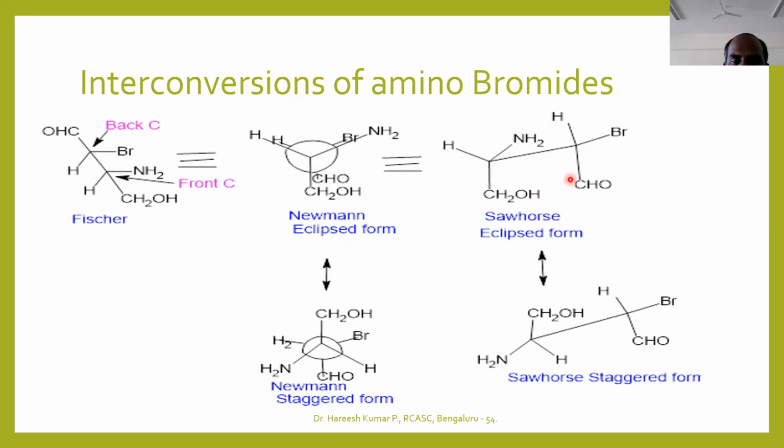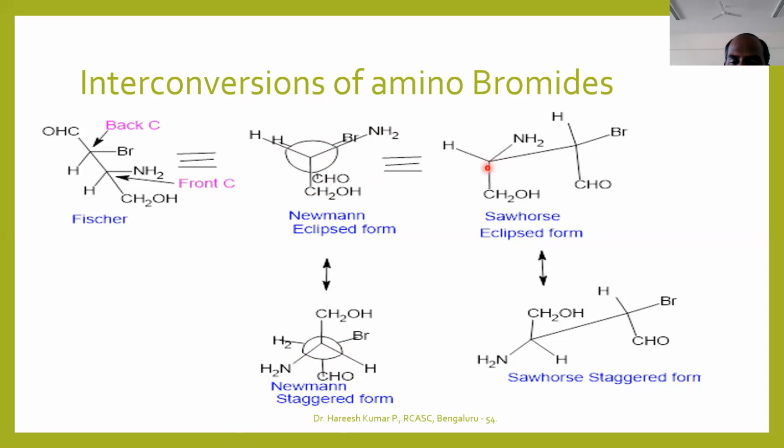Once you have the eclipsed form, you need to rotate the front carbon atom by 180 degrees clockwise. That means this CH2OH should go over here and sit. When the CH2OH is going and sitting over here, automatically NH2 will come over here and hydrogen will come over here. That is nothing but a staggered form. Similarly, in this case, a front carbon atom.